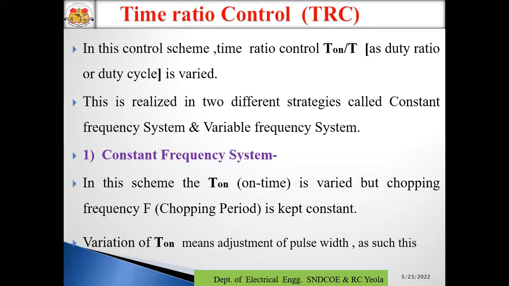So in the constant frequency system, we can vary only the T on time. The variation of T on means adjustment of the pulse width. Already we have discussed the formula for the output voltage, that is the duty cycle, a combination of T on upon total time period. So in the constant frequency system, we can vary the T on, that means we can vary the pulse.